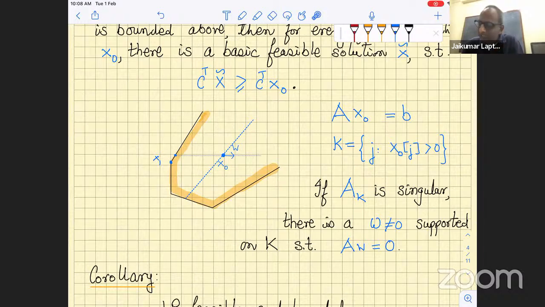So I should probably have said, given X naught, consider that basic feasible solution which has the largest number of zeros. Okay, and then in one step you get a contradiction. But we did it sort of slightly algorithmically, because there are many situations where this argument is made.